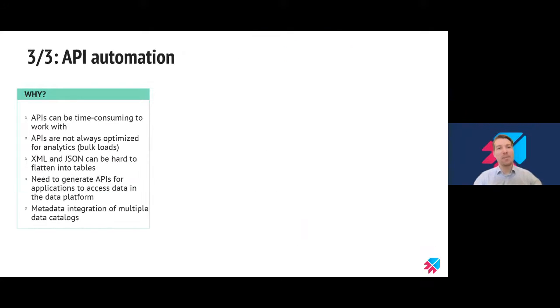Going forward, looking at the API automation, the last main highlight. APIs can be very tedious and challenging to work with, and sometimes not optimized for analysis purposes. You get just points of data and not the bulks you need for the bigger view of data. In addition, it's sometimes very difficult to flatten hierarchies such as XML and JSON, and we see more complex user scenarios. We've talked about that, and we also see that today you typically might have multiple data catalogs, so metadata integration via APIs is also an important factor.